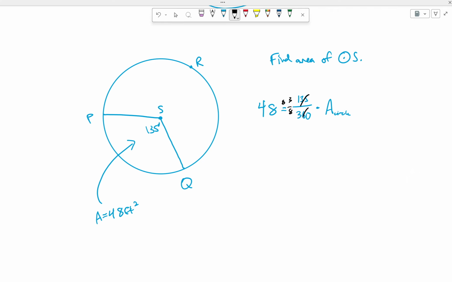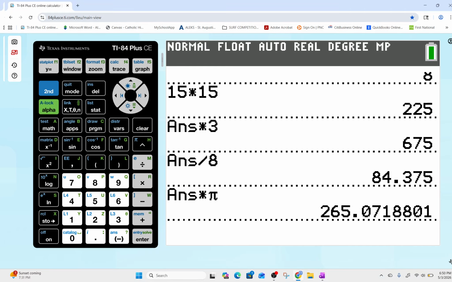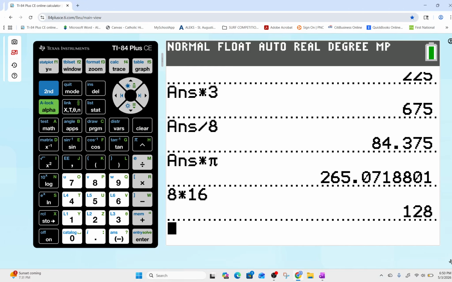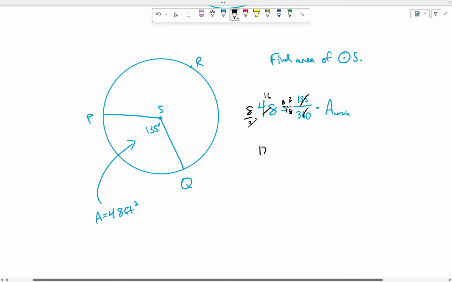So then I could just multiply this whole thing by 8 over 3. 8 over 3, right? And then that factors. This guy's going to be 16. So then 8 times 16 is 128. So 128 feet squared. It's the area of the whole circle.